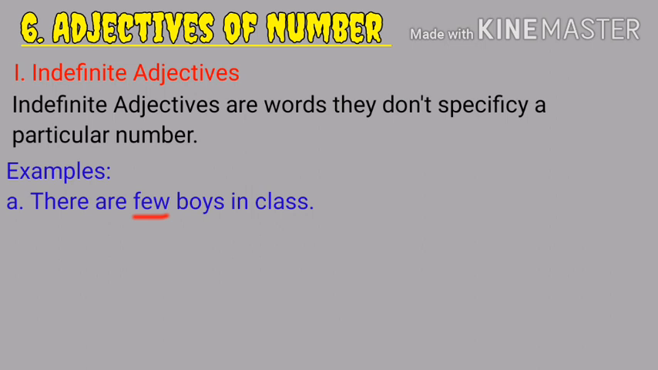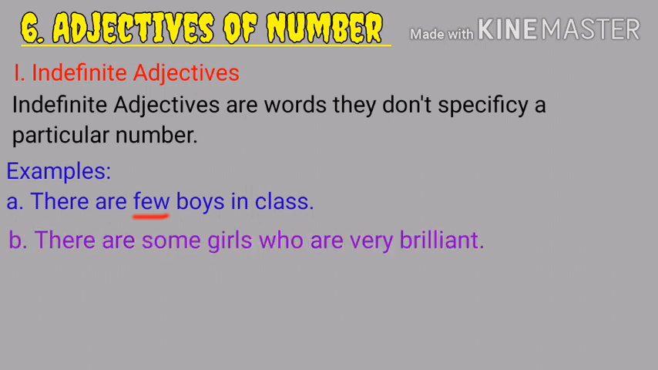Let's take one more example. There are some girls who are very brilliant. In this sentence, the word some is indefinite adjective because it does not indicate exact number of noun, that is girls.